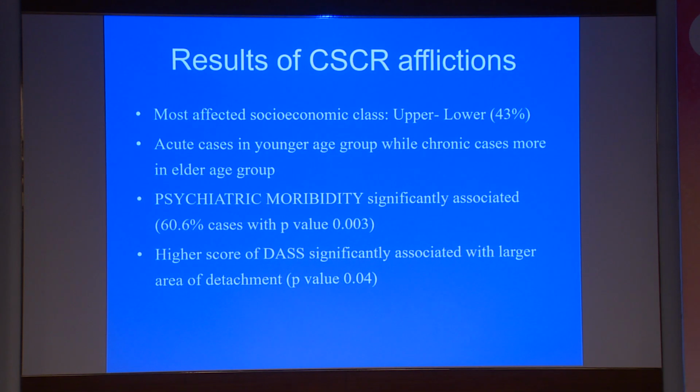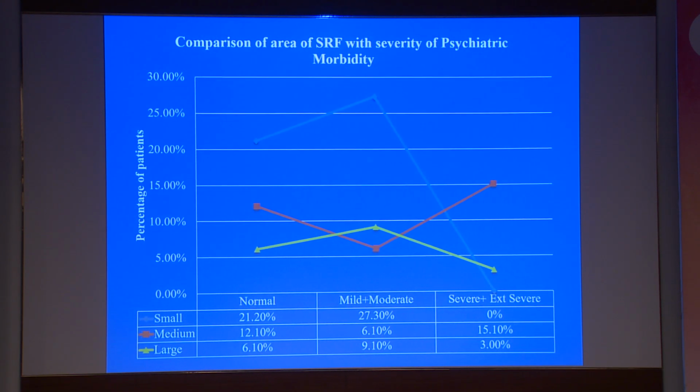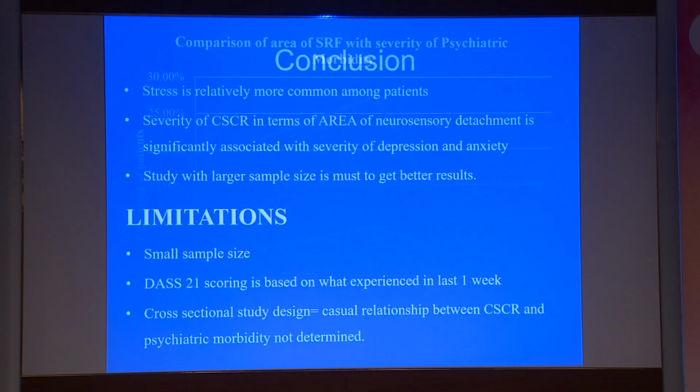There was psychiatric morbidity in almost 60% of the patients, and the higher the score of DAS, the questionnaire which we gave them, the larger was the area of detachment. As you can see, this graph shows the degree of CSCR and the degree of psychiatric disorders: mild, moderate, severe. And this is the area under the graph, so the patients who have more severe psychiatric disorders have a larger area of subretinal fluid.